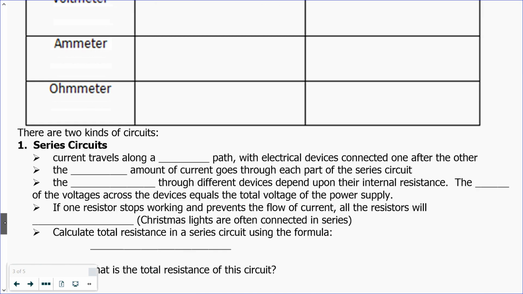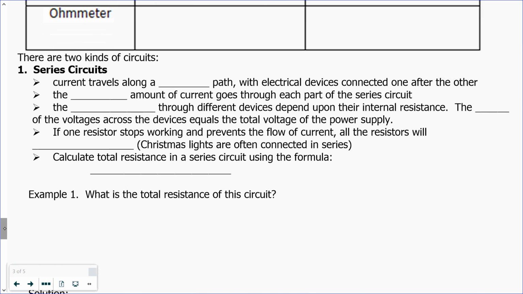Back down. So series circuits. What happens within this is current travels along a single path. So it doesn't have multiple routes that it can go. And electrical devices are connected one after the other. So it's got a single loop of conductors.